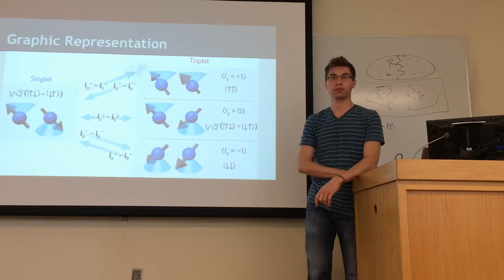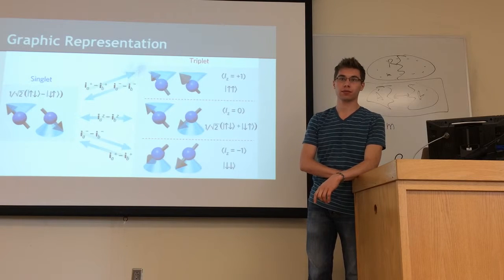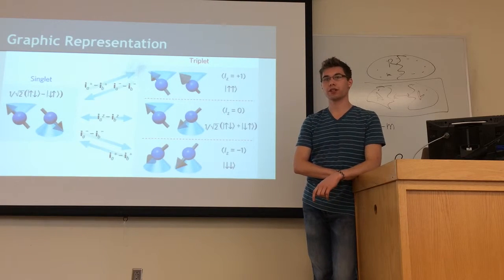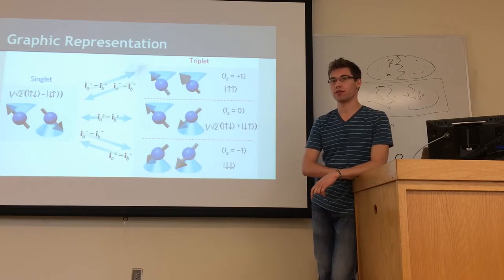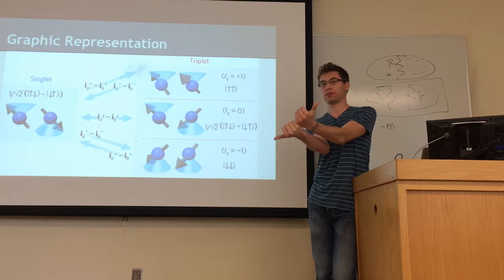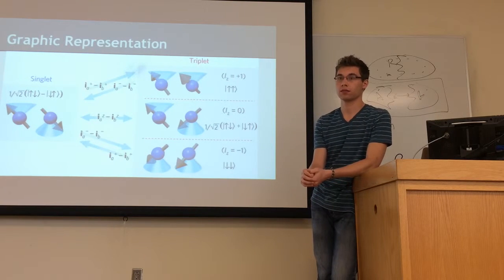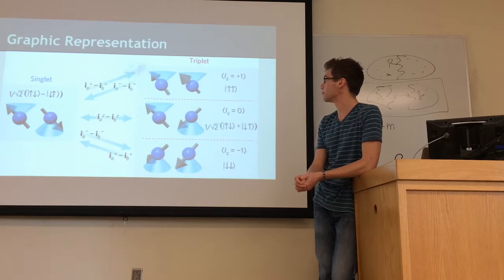How would you categorize singlet versus triplet in terms of their geometry? In terms of geometry, how do you mean by geometry? So the singlet states, they point in opposite directions. So would you say that they're parallel? I would say they're anti-parallel. What about the triplet states? Triplets?